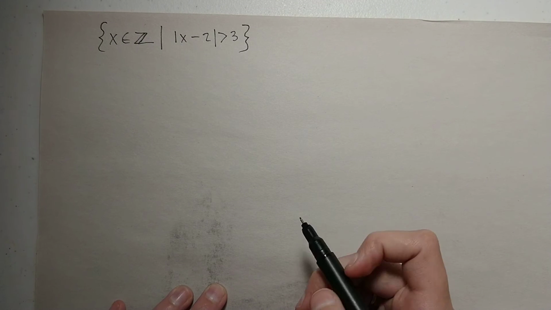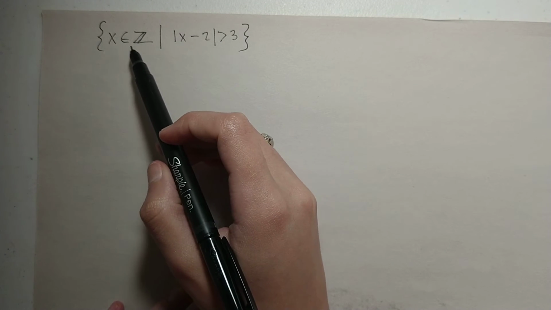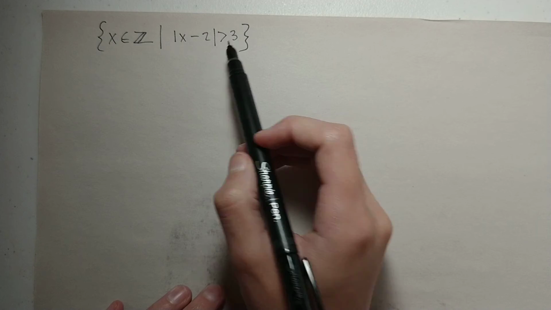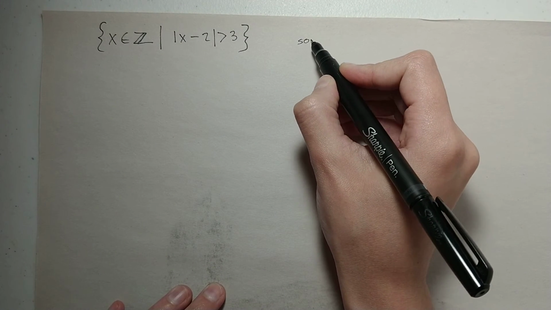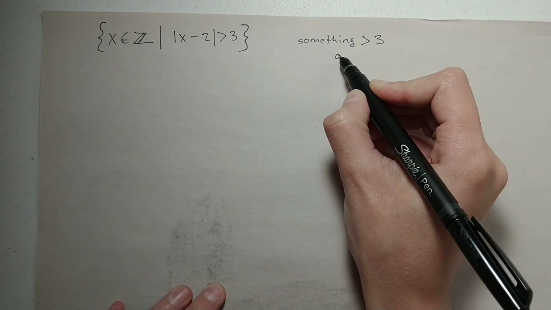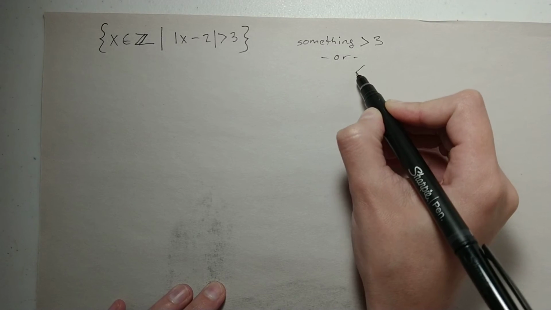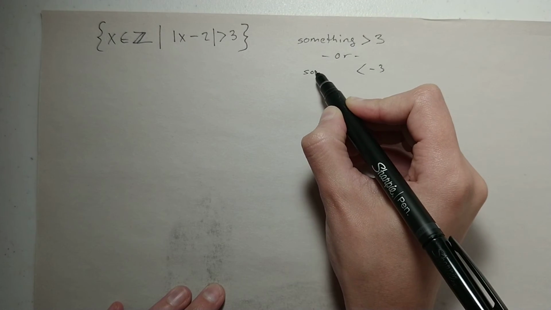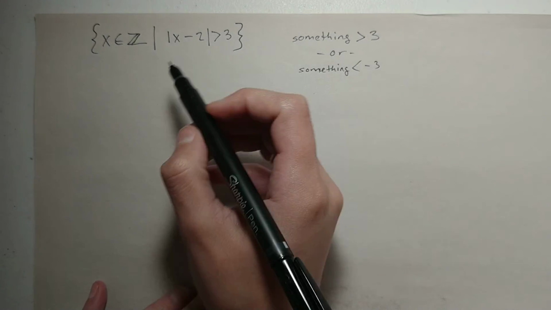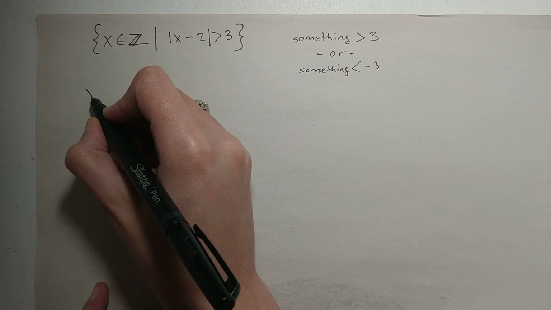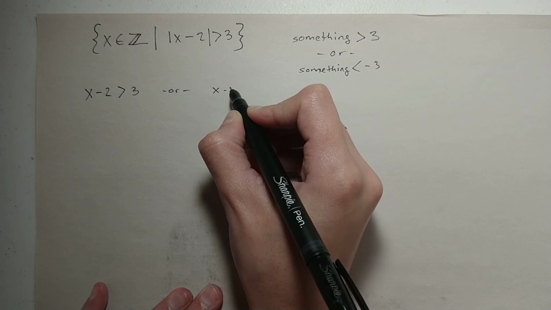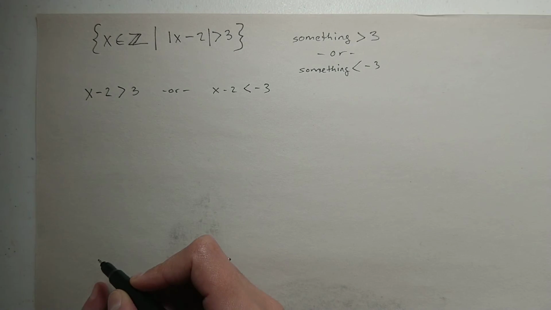All right, let's look at something a little bit different. So in this case, X is a subset of integers such that the absolute value of X minus 2 is greater than 3. So that means that something is greater than 3 or less than negative 3. All right, so in this case, our something is X minus 2, so it's going to be X minus 2 is greater than 3 or X minus 2 is less than negative 3.